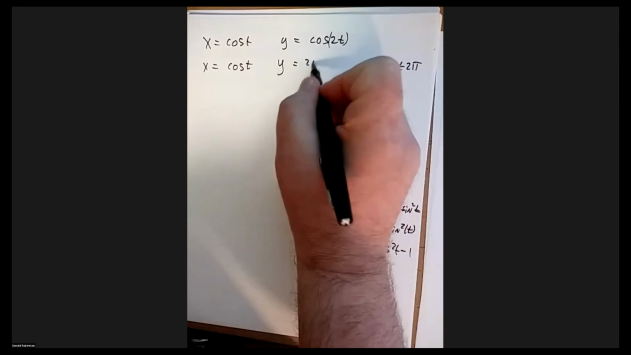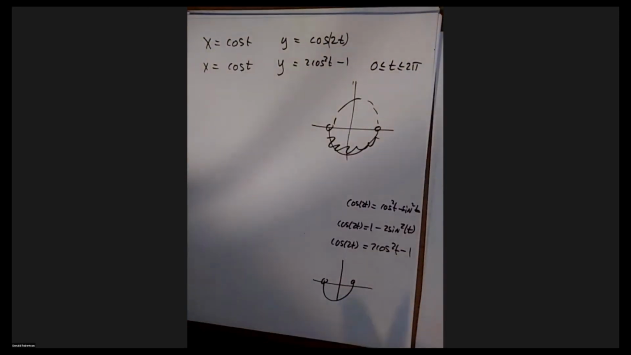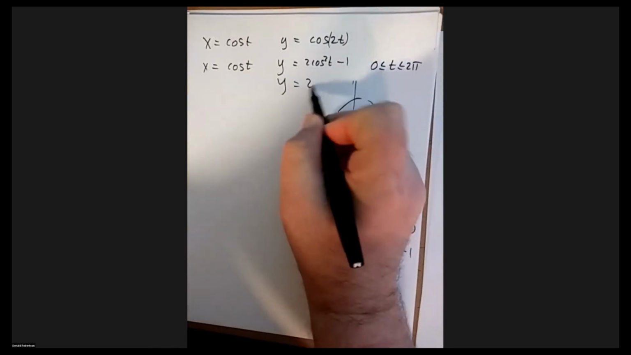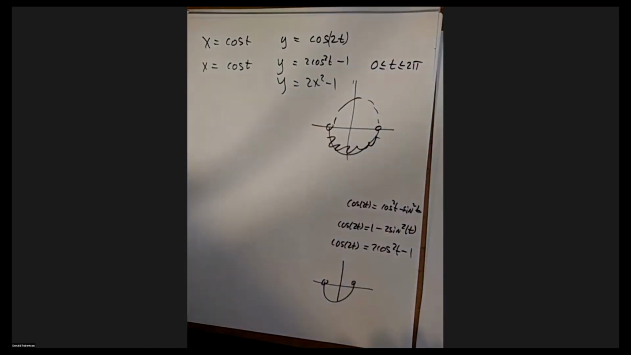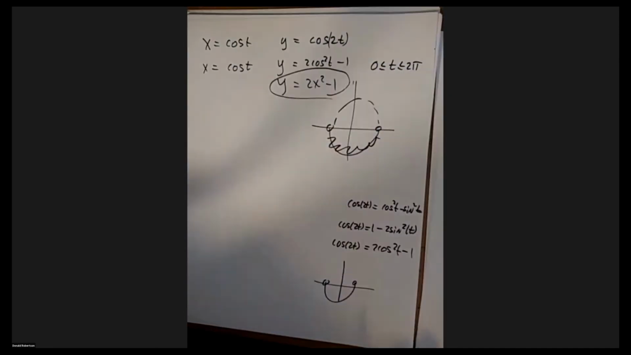Now, you might say, how's that going to help me? Well, think a minute. If x is cosine t and y is 2 cosine squared t take away 1, doesn't that make y 2x squared take away 1? So it actually came out really easily once I converted the cosine of 2t into 2 cos squared t minus 1.